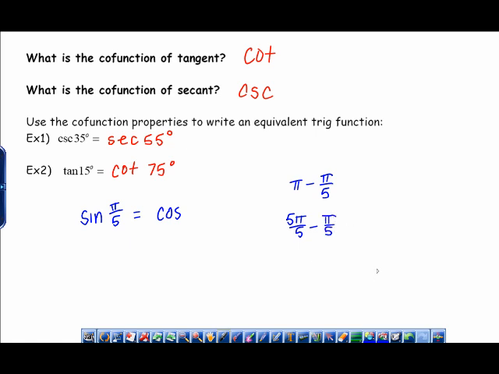I'm sorry, not pi. I'm going crazy here. Pi over 2, that's 90 degrees. So my common denominator here, what would that be? 10. So it would be 5 pi over 10 minus 2 pi over 10. That would be 3 pi over 10. That's the complement of pi over 5. Okay? So you're doing the same thing, just in radians.